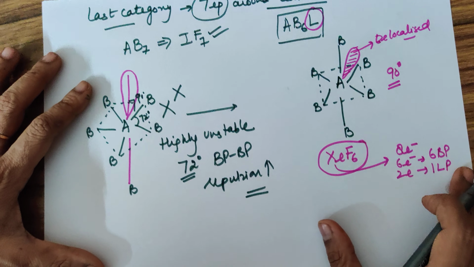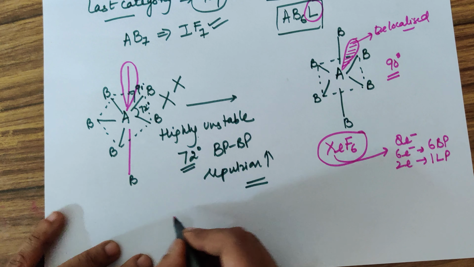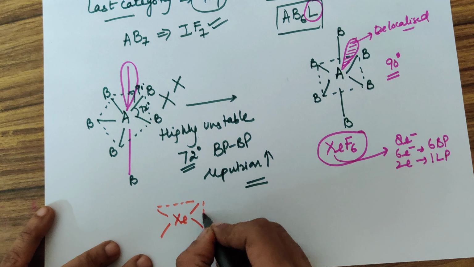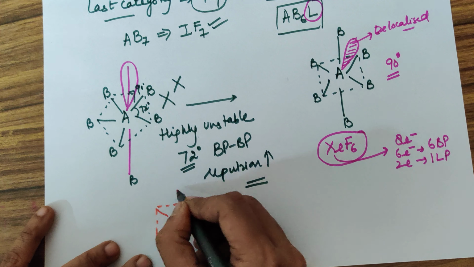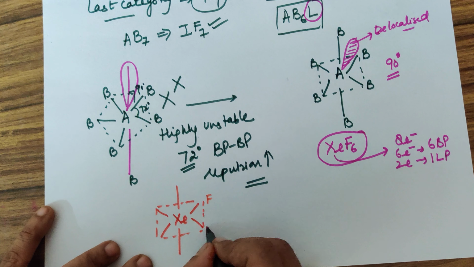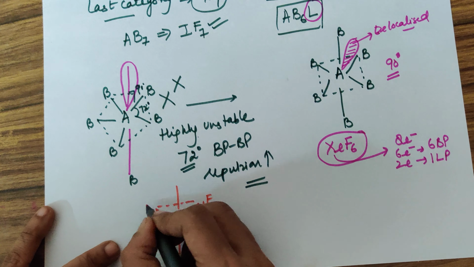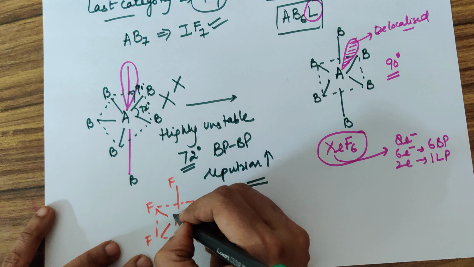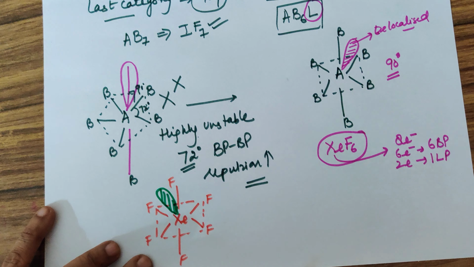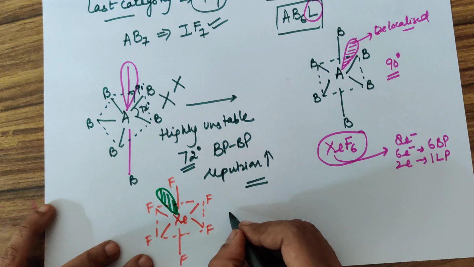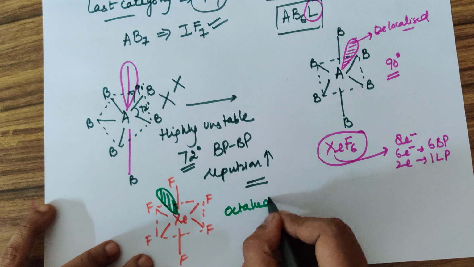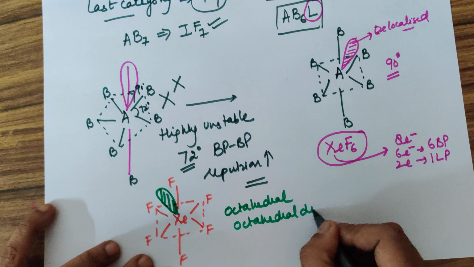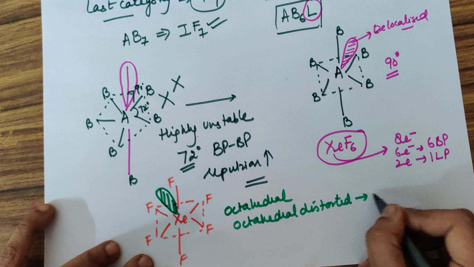In this case, you would be drawing it something like this. This is your xenon. You need to draw 6 fluorines around it. 1, 2, 3, 4, 5 and 6. And you need to draw 1 lone pair, which you can place anywhere. You can place it like this also. So this is your lone pair, which is delocalized. We call the shape octahedral, and the geometry is also octahedral, but it is distorted when you talk about the geometry.